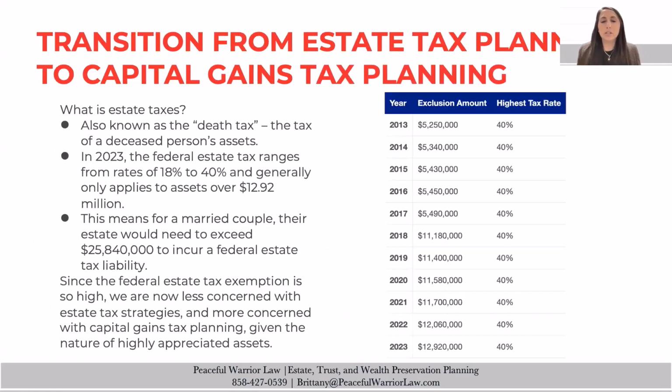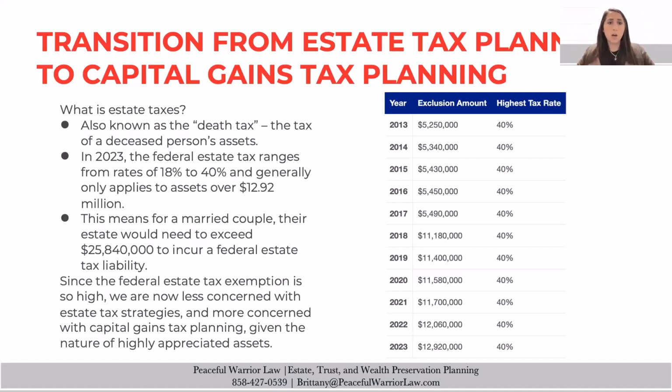Because of federal estate taxes. Federal estate taxes, also known as the death tax, is the tax on a deceased person's assets. And as you can see from this chart, when the Trump administration took office, they raised the federal tax exemption significantly up to 11.1 million, and it has steadily increased. Now it's at 12.92. That means an individual has to have an estate that exceeds $12.92 million, or a married couple, $25.84 million, to be taxed at that 40% bracket.